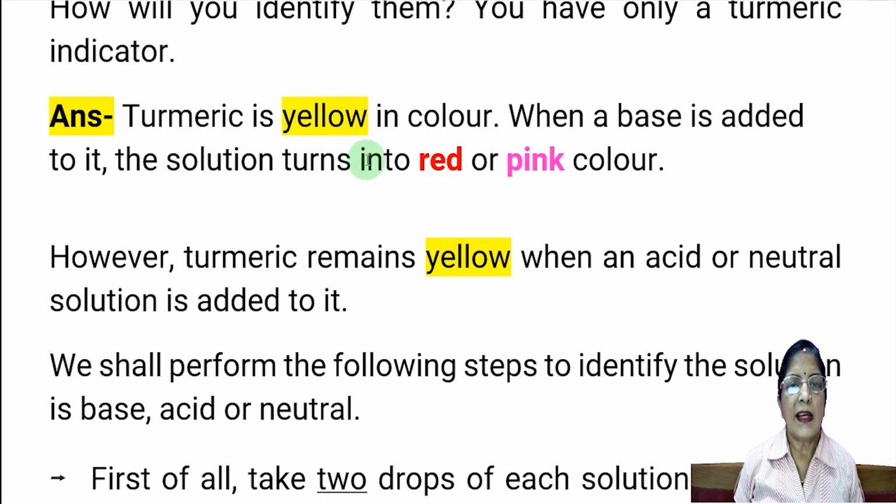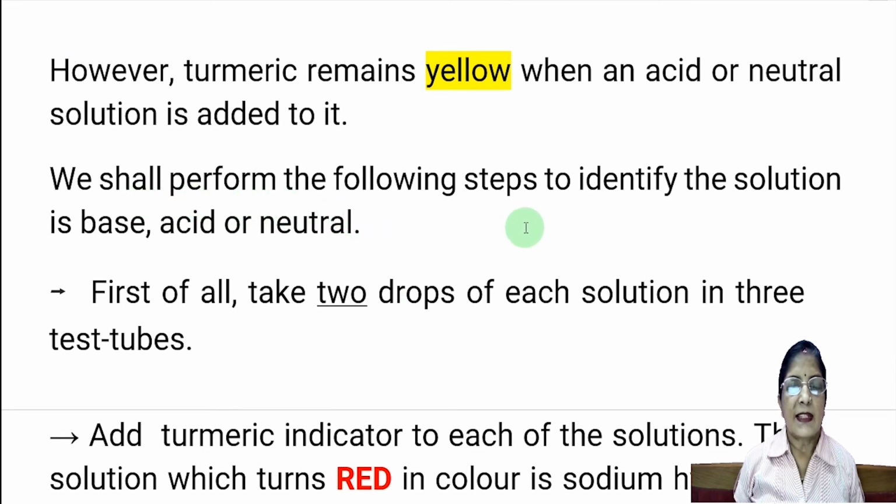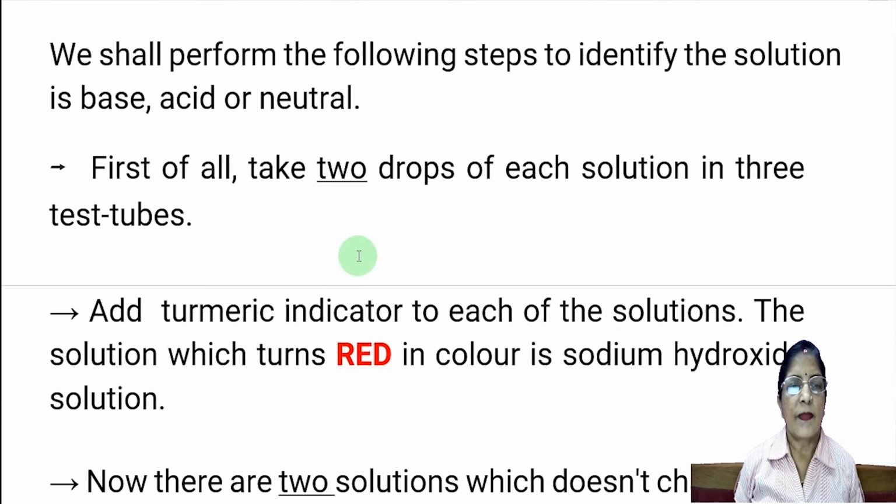Answer. Turmeric is yellow in color. When a base is added to it, the solution turns red or pink. However, turmeric remains yellow when an acid or neutral solution is added to it. We shall perform the following steps to identify whether the solution is a base, acid or neutral.